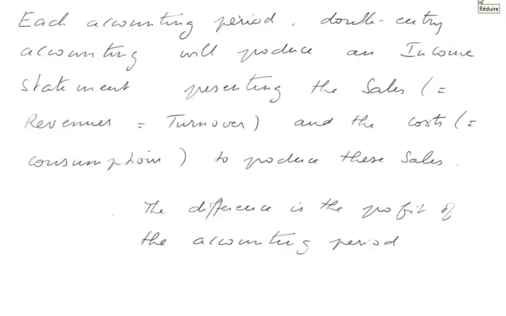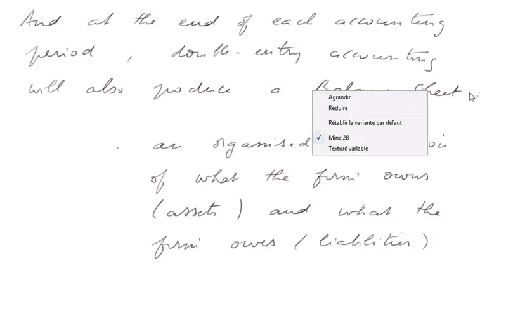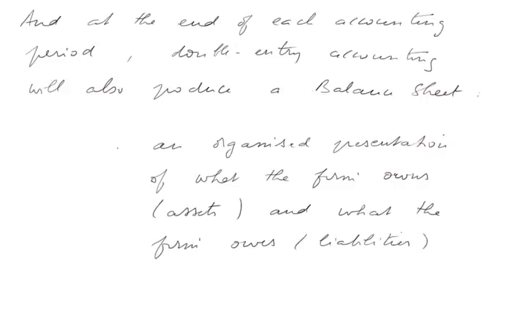Each accounting period, double entry accounting will produce, as we saw, an income statement presenting sales, also called revenues, also called turnover, and the cost, also called consumptions, to produce these sales. The difference is the profit of the accounting period. And at the end of each accounting period, double entry accounting will also produce a balance sheet. That is, an organized presentation of what the firm owns, called the assets of the firm, and what the firm owes, called the liabilities.